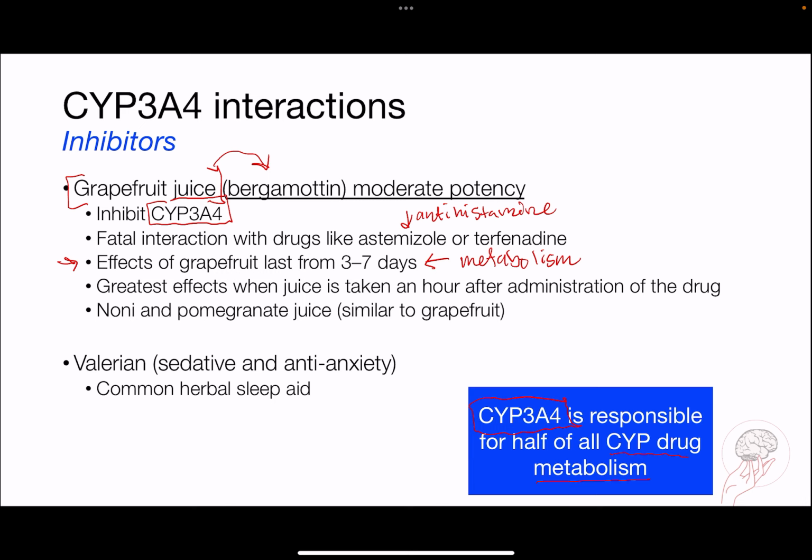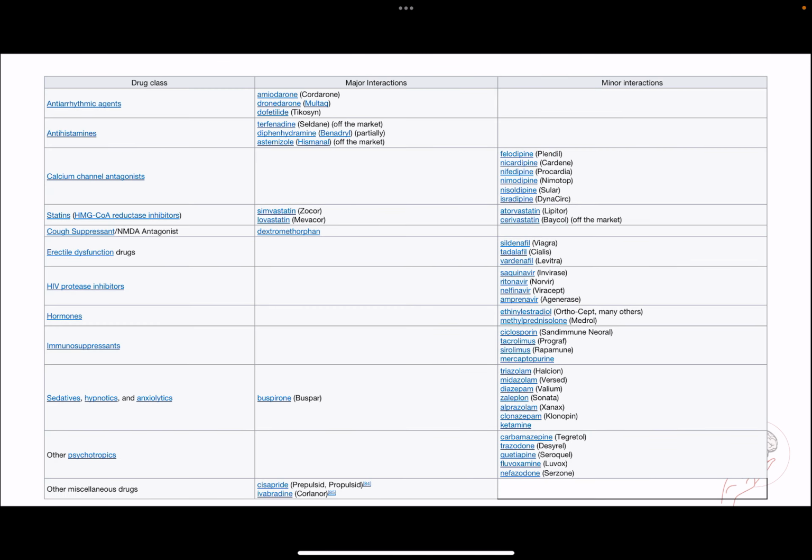We also do run into issues with supplements. So valerian is a sedative and anti-anxiety. I saw them selling it at the herb shop downtown as a sleep aid. But this also can interfere with CYP3A4. So again, this is another big table. It shows drug class, major interactions, and then some minor interactions.